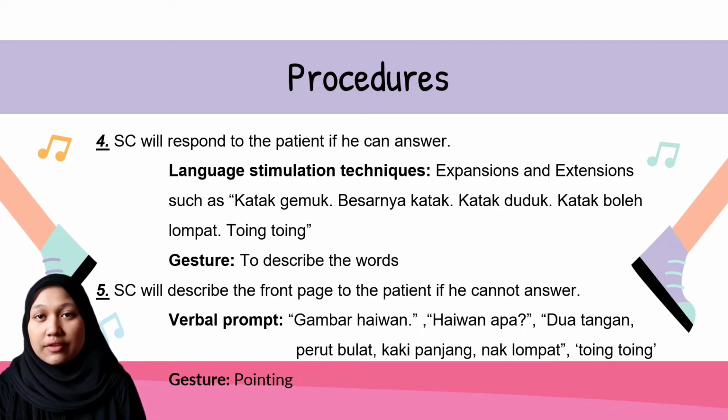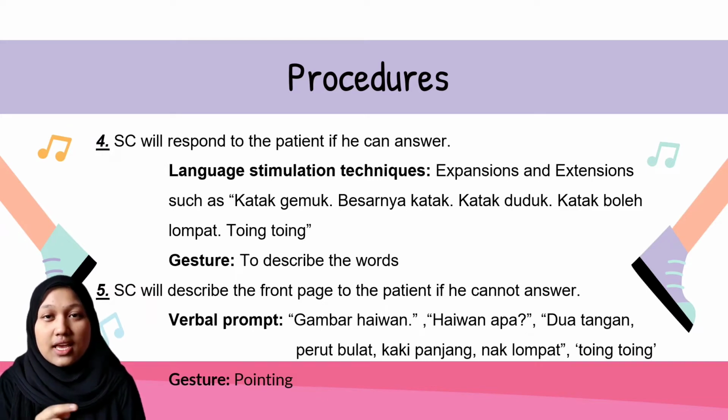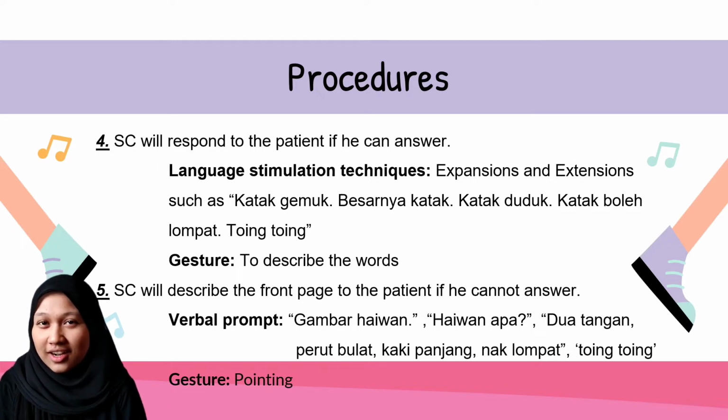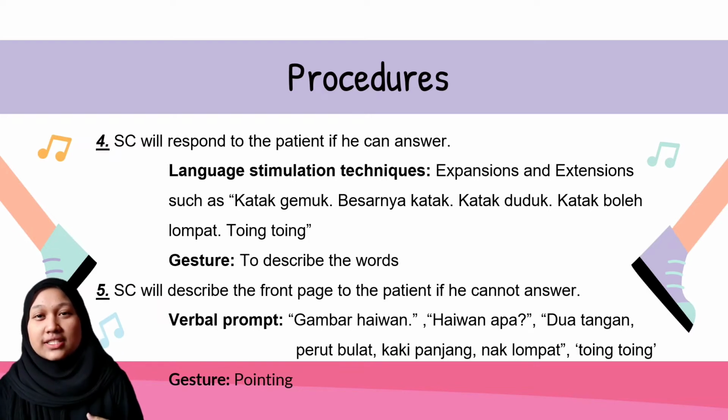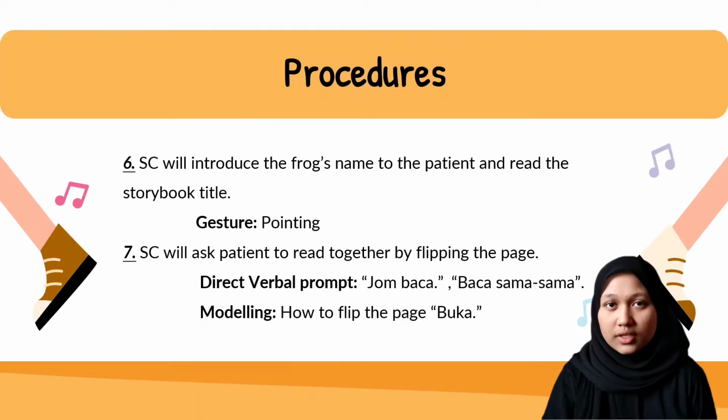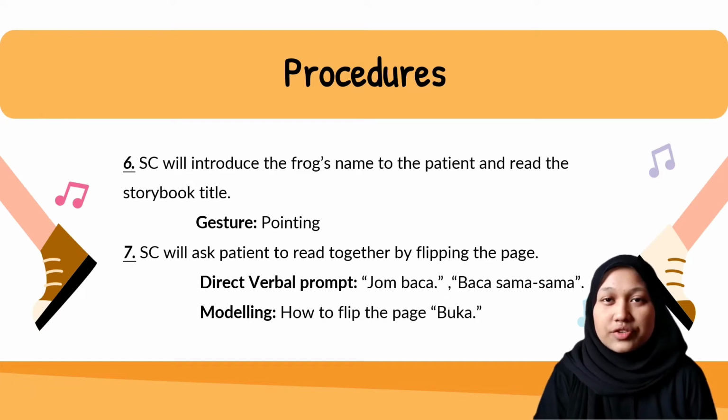For example, if the patient says kata, I will respond to him by saying, "Ya, kata gemuk. Besar ni katak. Katak duduk. Katak boleh lompat. Toing toing." While doing a gesture to describe the words, like hopping to describe lompat. In addition, I will introduce the frog's name to the patient and read the storybook title to the patient. Gesture prompt to point to the picture is used here. And then, we will start to read the storybook.